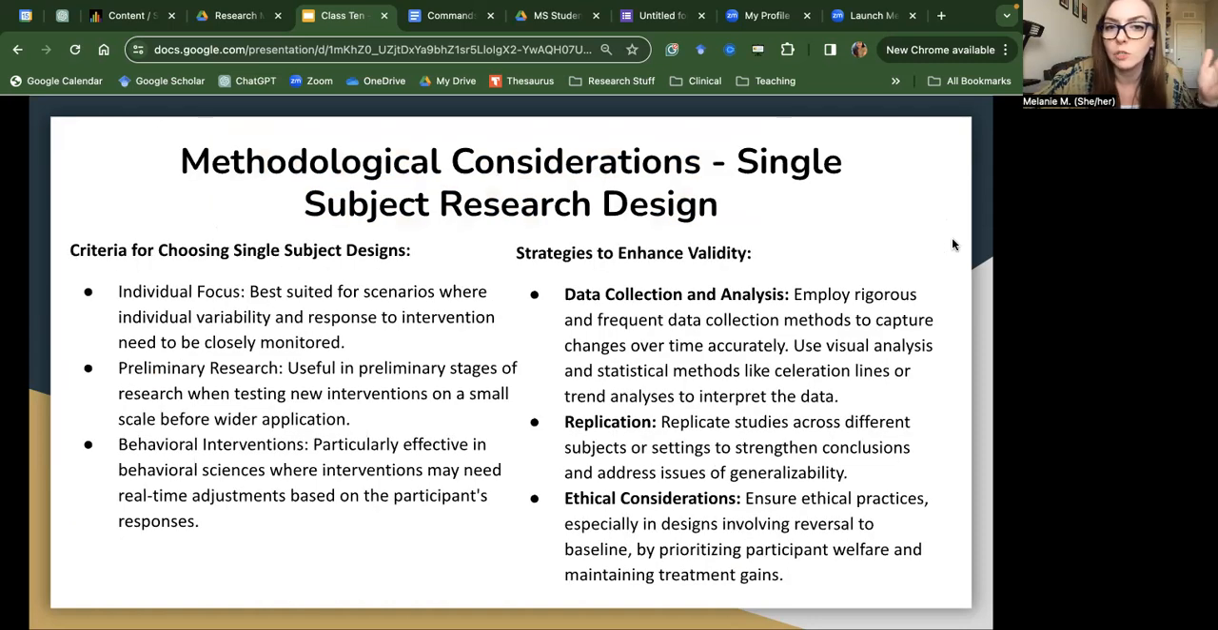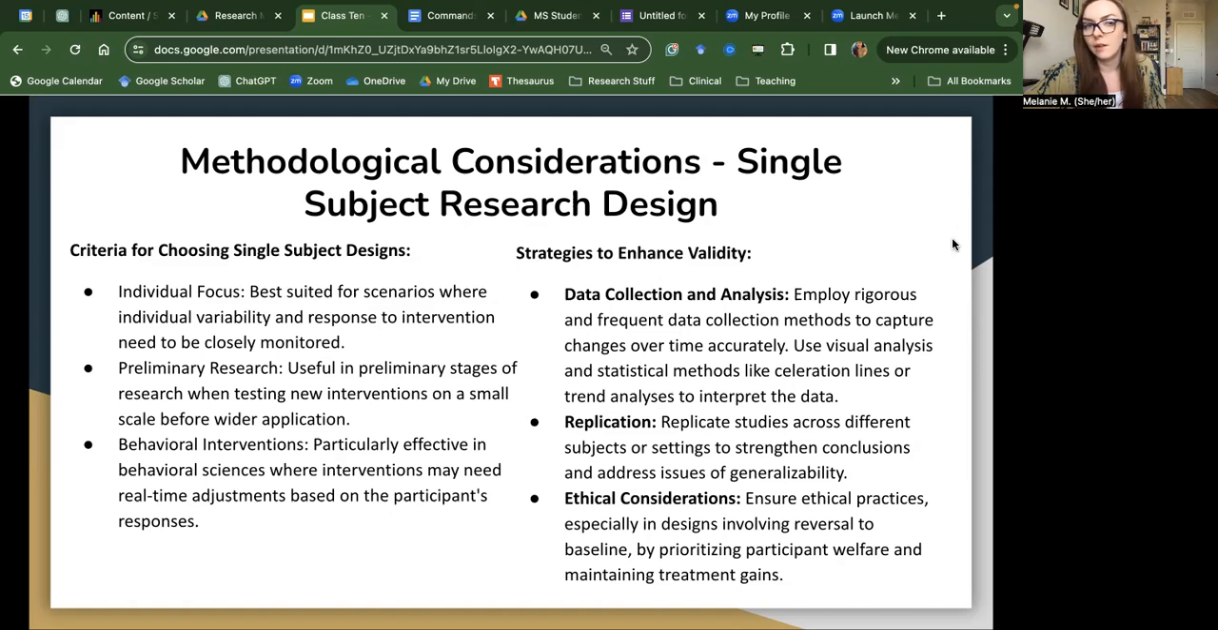And lastly, when would you pick this? The criteria for choosing a single subject research design is usually that you're going to pick this when it makes sense to focus on one individual. It's best suited for scenarios where individuality, variability, and response to intervention need to be really closely monitored for some reason. Again, it's usually used in preliminary, early research.